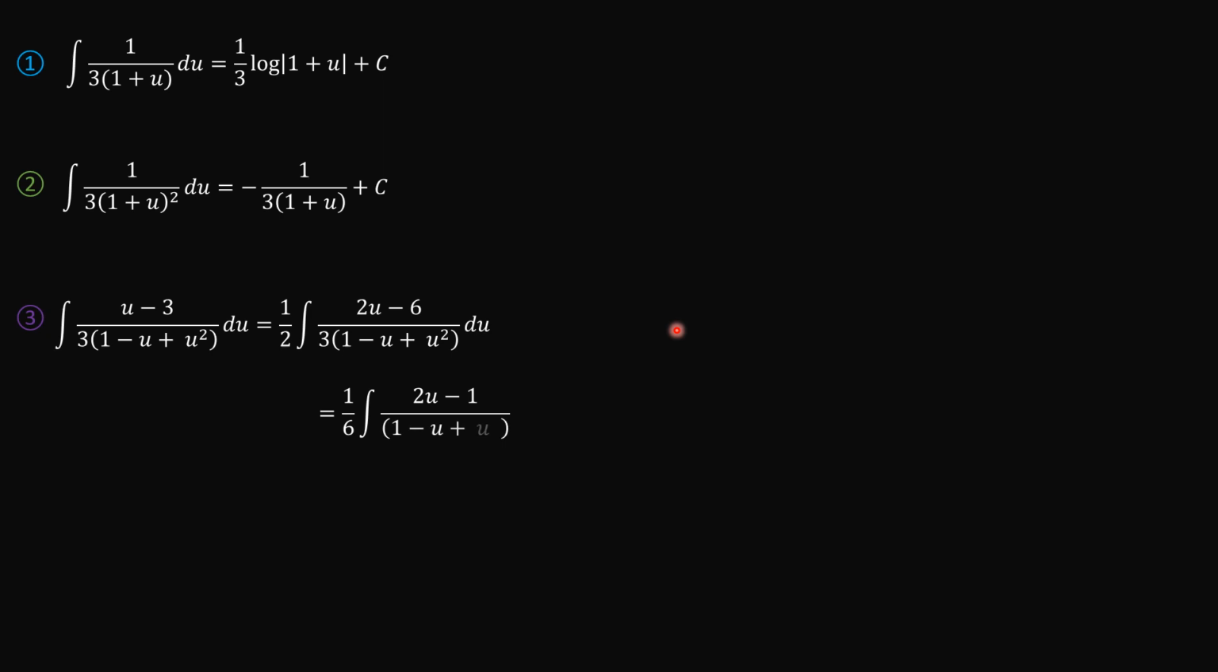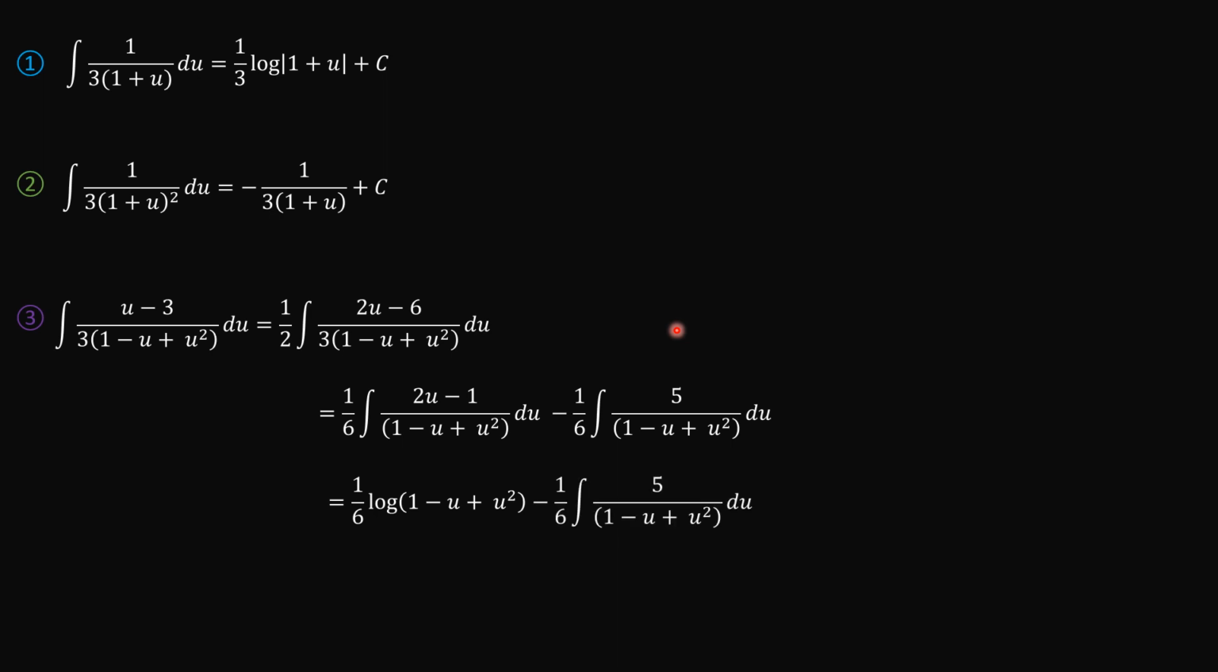So we have 1 over 6, the integral of 2u minus 1 over 1 minus u plus u squared, minus 5 over 6 of 1 over 1 minus u plus u squared. The first term there is simple, so we just have that as 1 over 6 times log of 1 minus u plus u squared, natural logarithm obviously. And the second term is what we're going to try and struggle with. We call that integral 5: 1 over 6, the integral of 5 over 1 minus u plus u squared du.